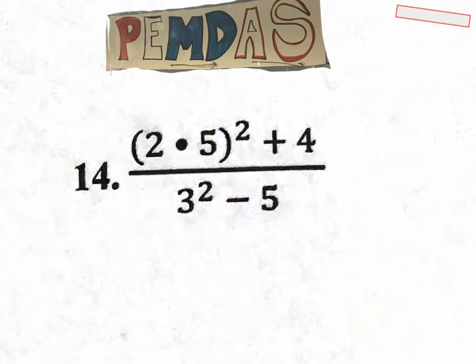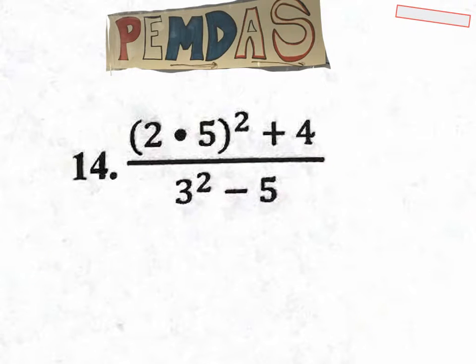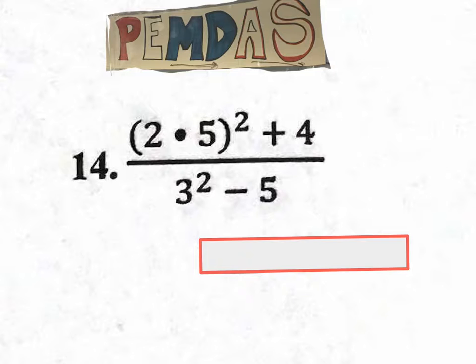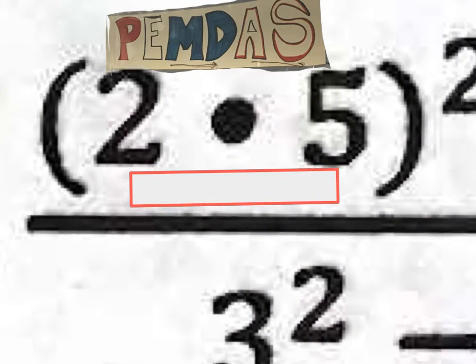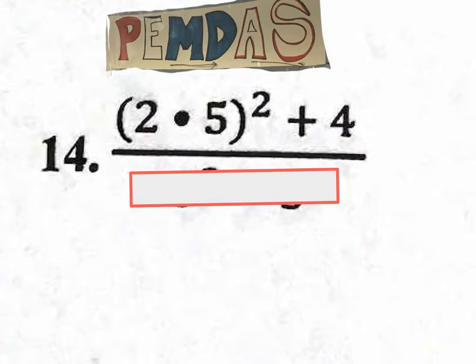Let's take a look at number 14 here. Again, we have a fraction, so let's pick one. Do you want to do the top first or the bottom? Top. Okay, so let's ignore the bottom. And on the top, or on the numerator part, do we have parentheses? Yes, we do. It's right here. So what we're going to do is zoom in and just do the 2 times 5. So 2 times 5 is 10.